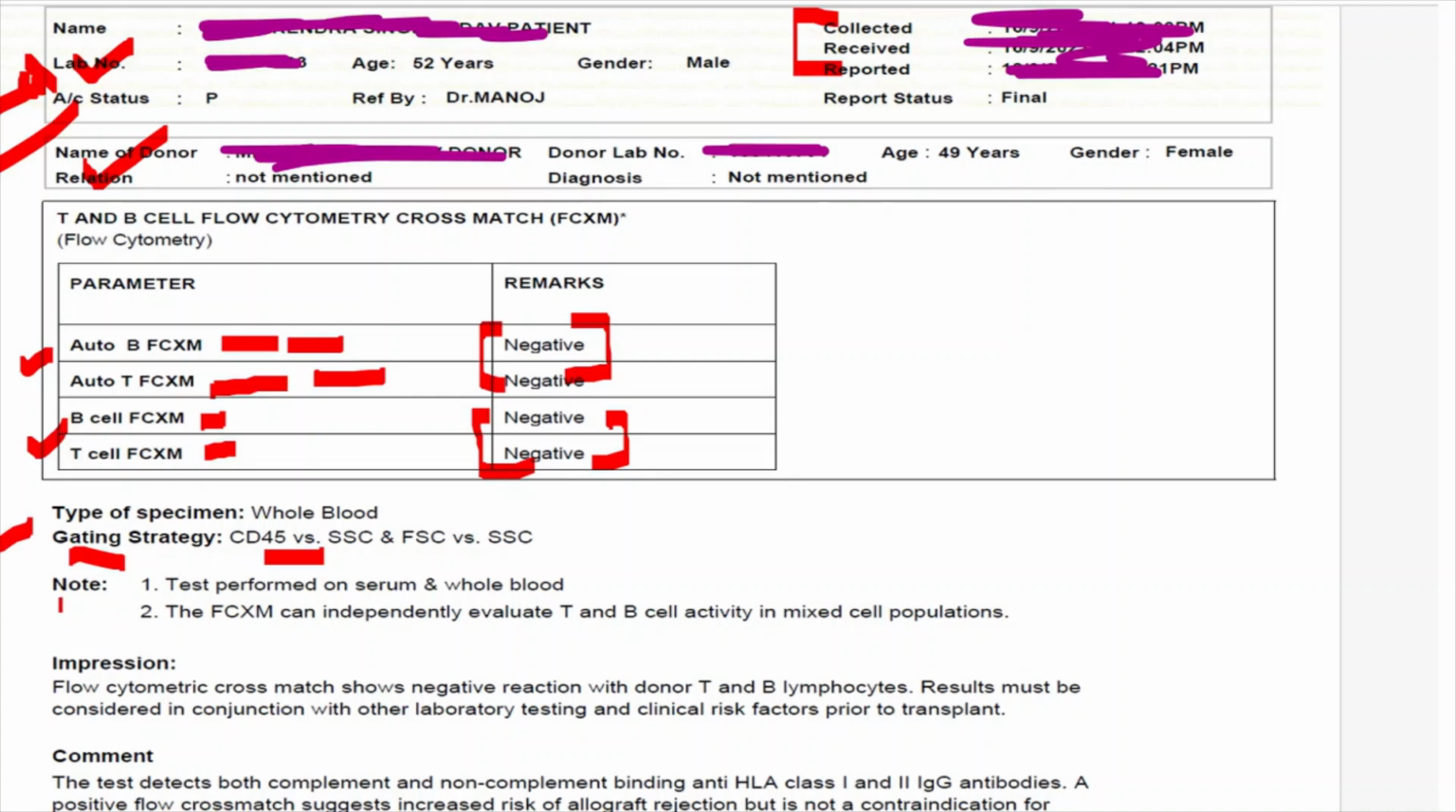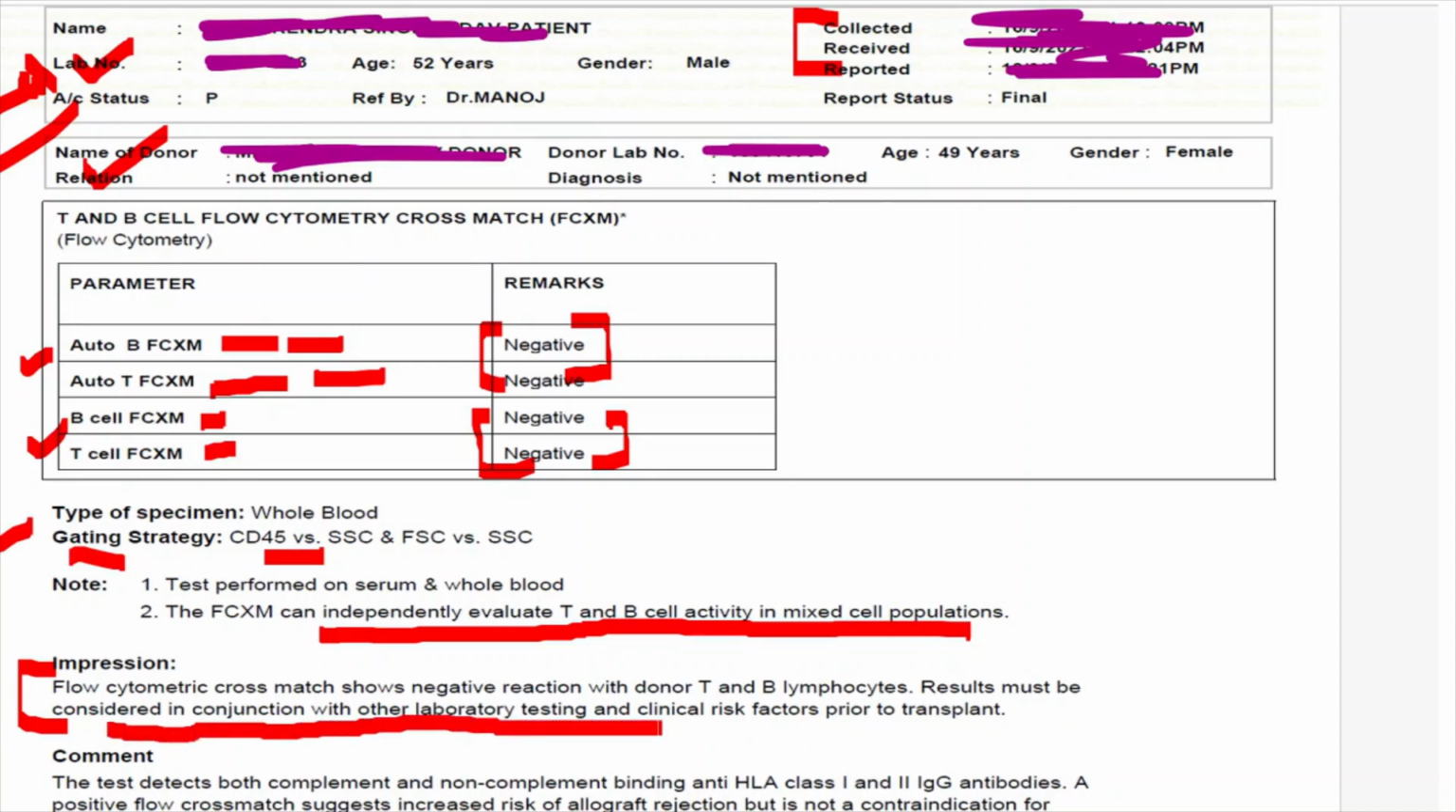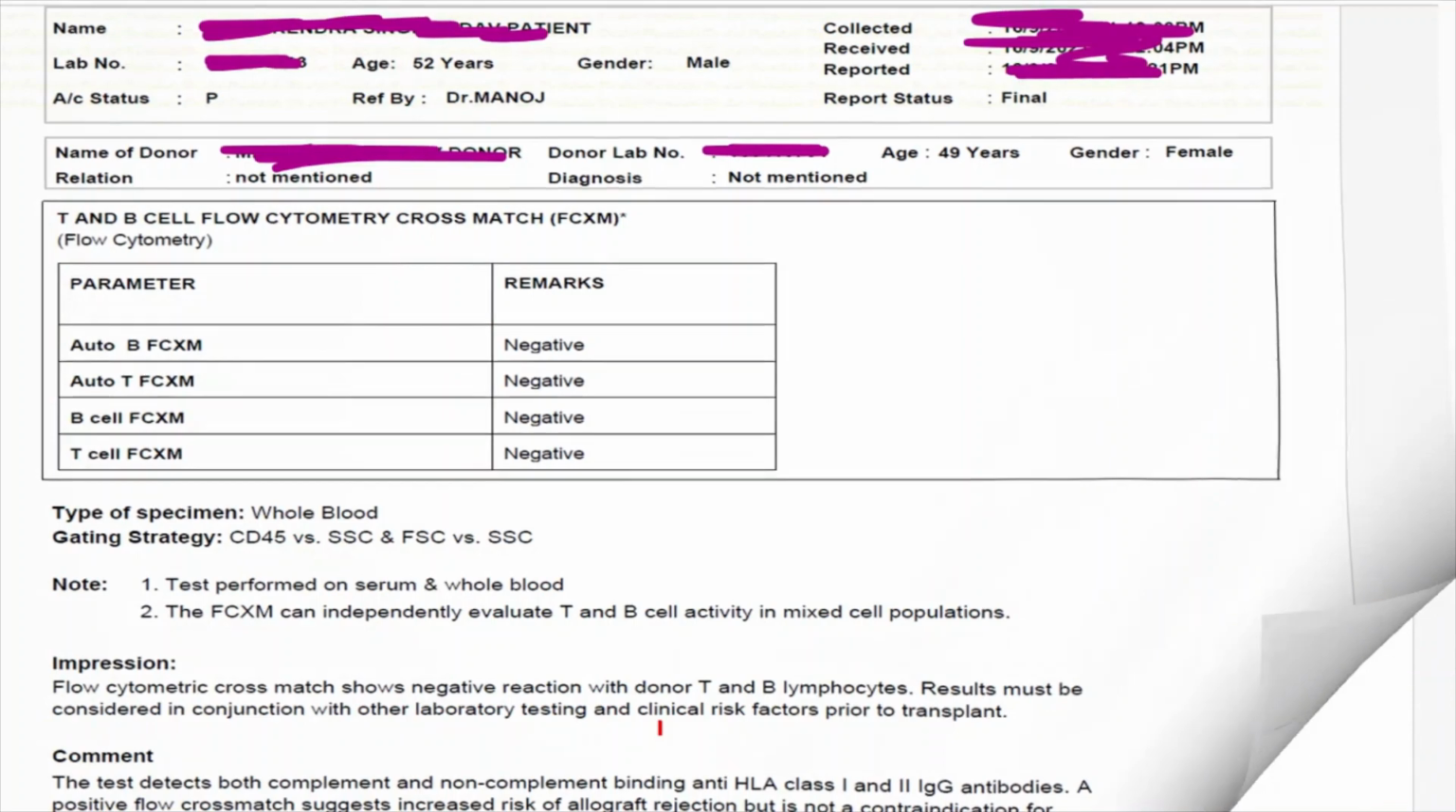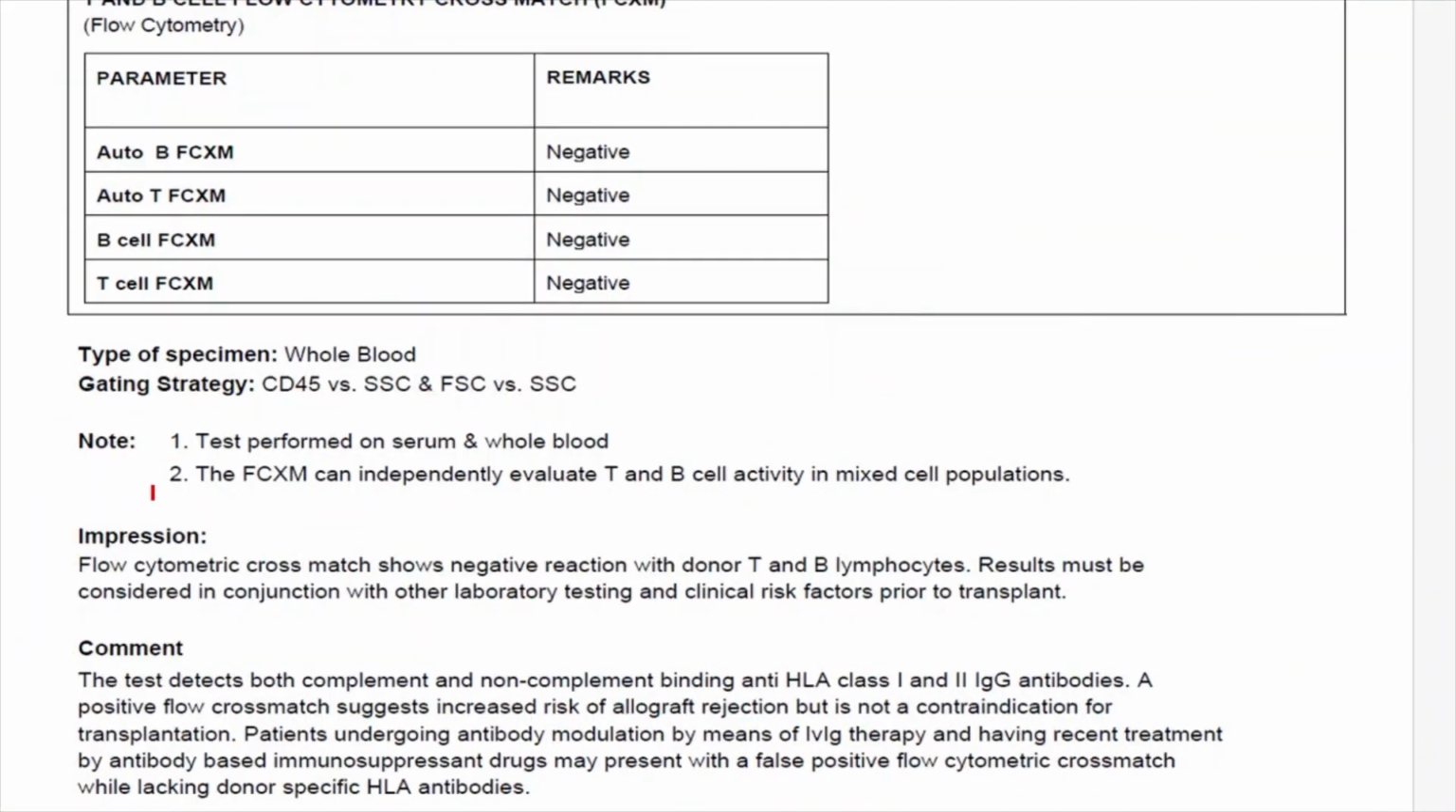So what have they mentioned? Note: tests performed on serum and whole blood. The flow cross match can independently evaluate T and B cell activity in a mixed cell population. So what is the impression they have given? Flow cytometric cross match shows negative reaction with the donor T and B lymphocytes. Result might be considered in conjunction with other laboratory testing. This is the impression they have given, and a few comments. Now you will understand the comments after seeing the discussion.